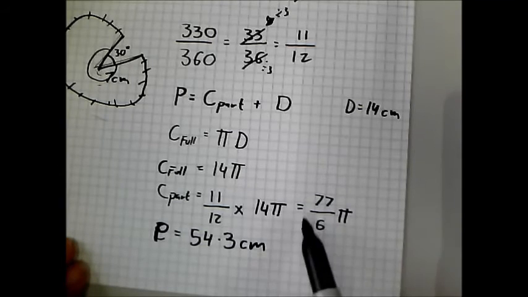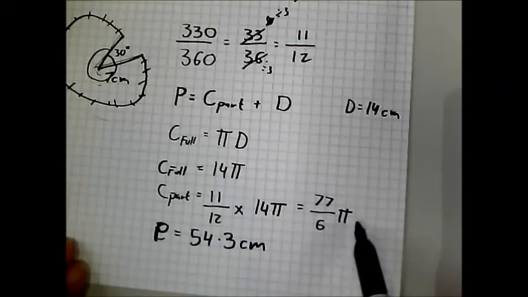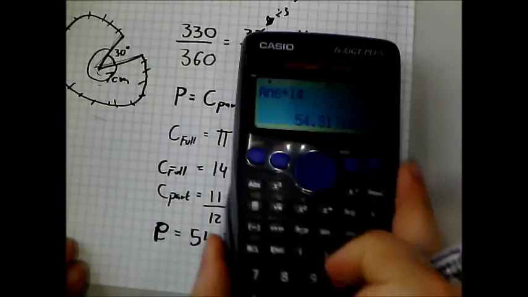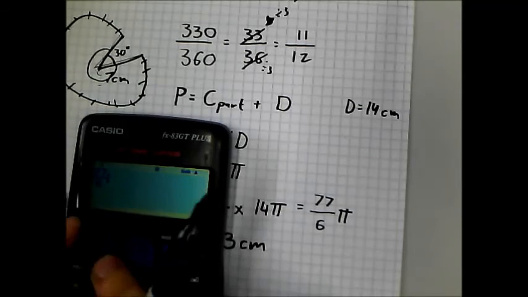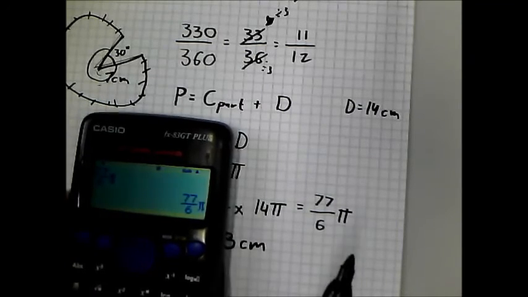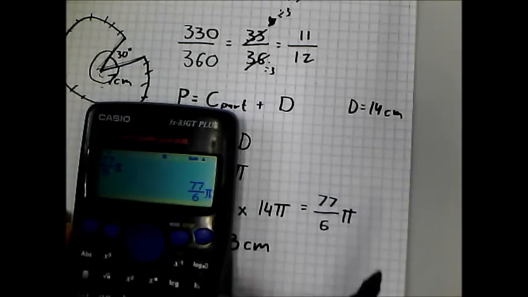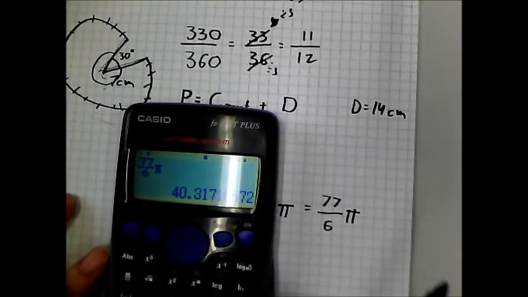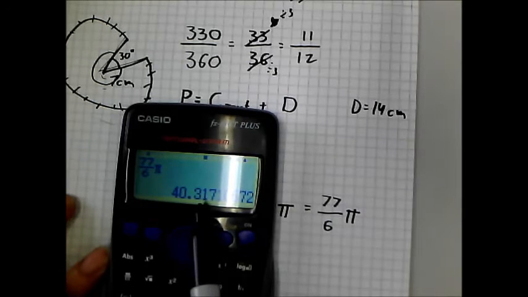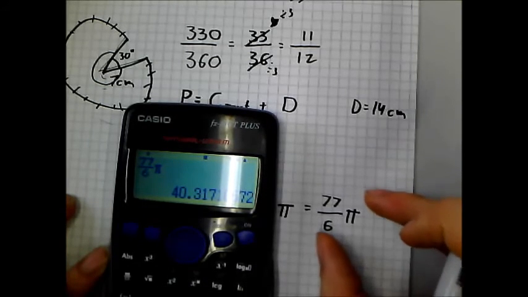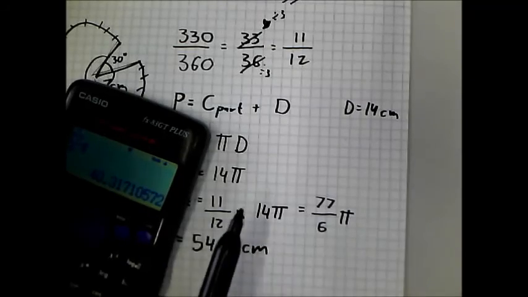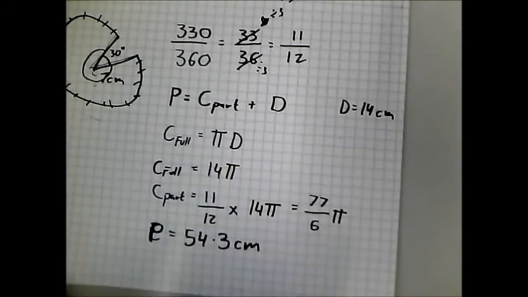If this bit confuses you here, this is just a number, okay? If I put in 77 over 6 pi again, don't let this confuse you, okay? If I press the SD button, this is just a number that's roughly 40.3171, okay? But I'm going to keep it as accurate as possible right until the end. Let's do the last question.